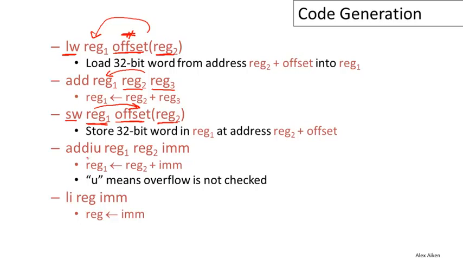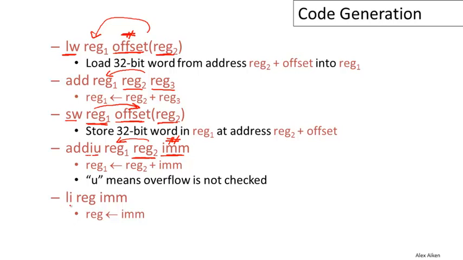And an add immediate unsigned does an unsigned add, and it takes a value in register 2 and an immediate value, so this is just a number that's a constant that's directly embedded in the code. It adds that to the value in register 2 and stores the result in register 1. And the unsigned aspect here just means that the overflow is not checked. We're not checking whether we generate a number that's beyond what we could represent if we had signed numbers.